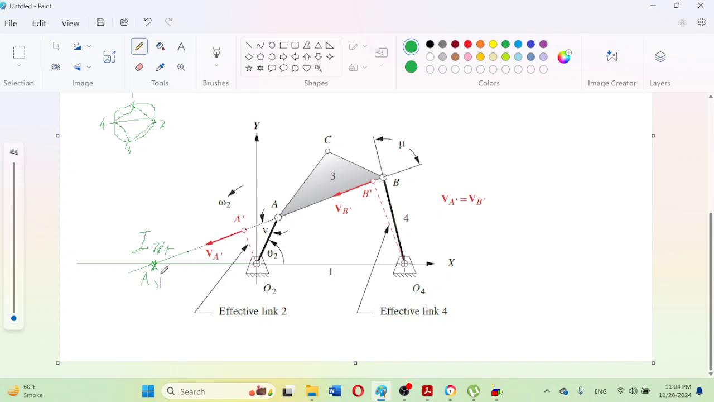Actually, I have very limited options to draw on this Windows Paint.